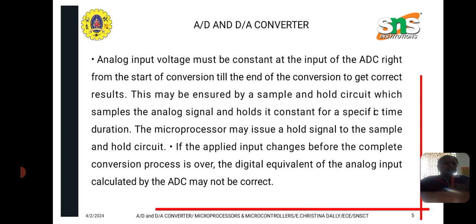We are going to get the correct results, and this may be ensured by a sample and hold circuit, which samples the analog signal and holds it constant for a specific time duration. The microprocessor may issue a hold signal to the sample and hold circuit. If the applied input changes before the complete conversion process is over, the digital equivalent of the analog input calculated by the ADC may not be correct.